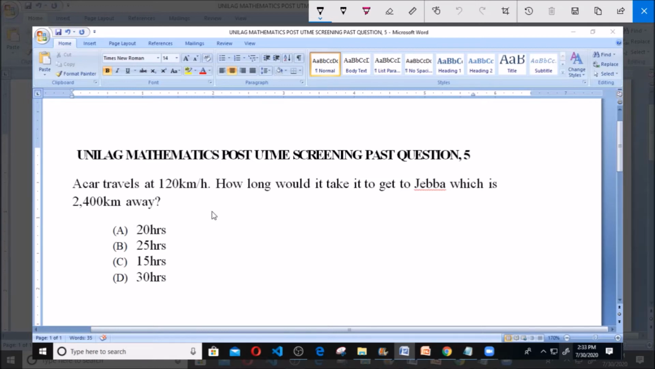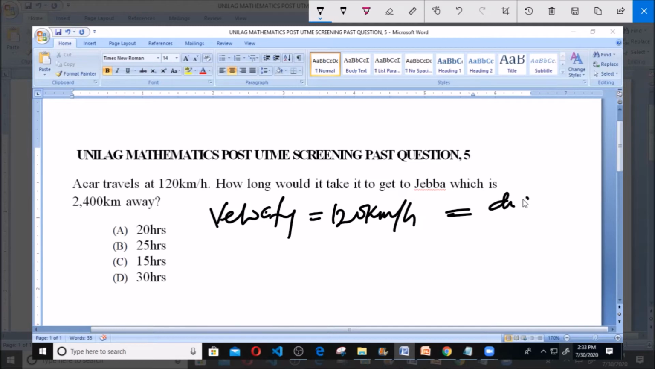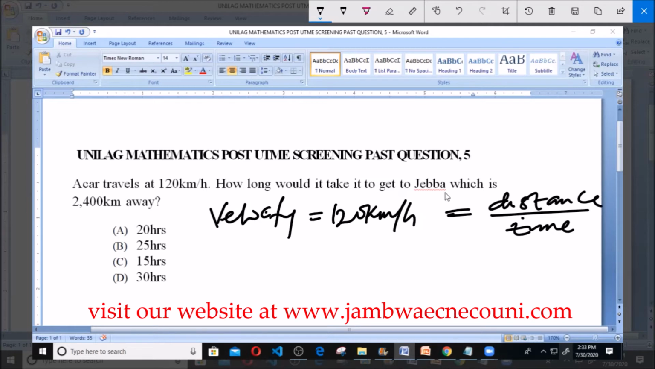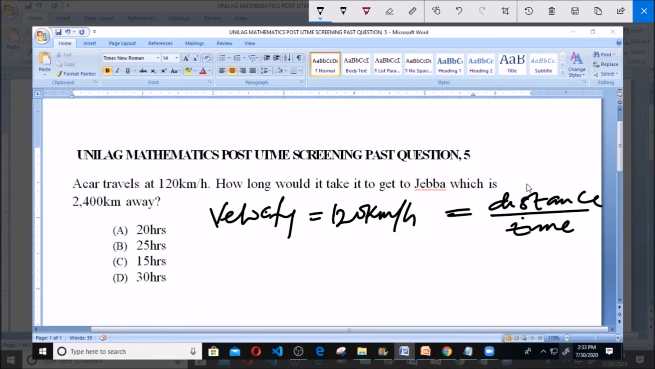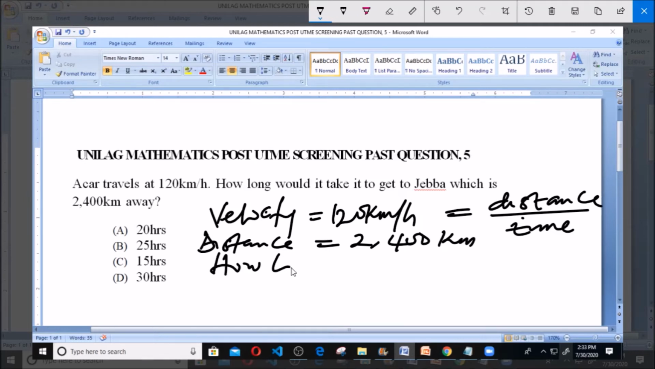Now, the velocity of the car is what? 120 km per hour. Now velocity is equal to what? Distance divided by time. Now it's asking us how long it will take the man to get to Jeba. Now the distance is what? 2,400 kilometers. Now how long has to do with time.